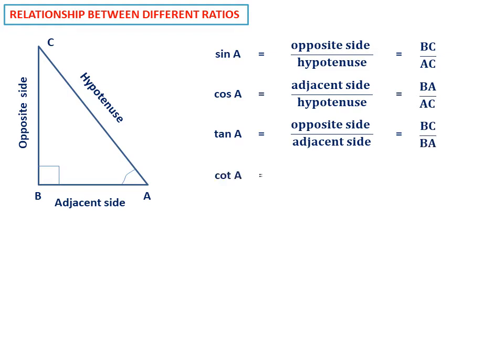Now let us take cot A. Of course, cot A also we can take, adjacent side divided by opposite side, so this will be equal to BA by BC. So these are the four ratios.